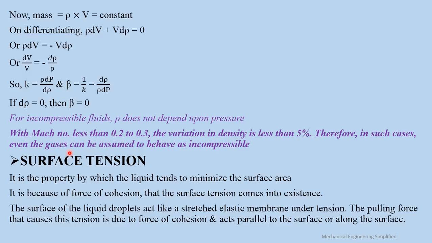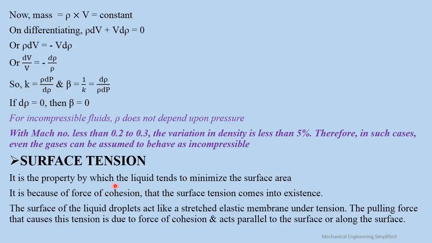Then another property known as surface tension. It is the property by which the liquid tends to minimize the surface area, and it is because of the force of cohesion that surface tension comes into existence. This question is asked time and again: which force is responsible for the property of surface tension. That force is the force of cohesion, and force of cohesion, I already told you, is a force between two substances or two matter of similar kind. If the force is between two different kinds of material, that is known as the force of adhesion.